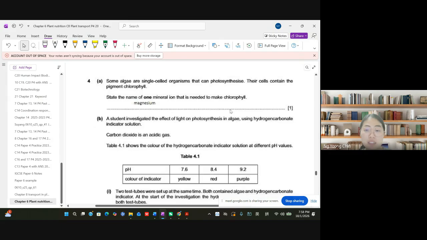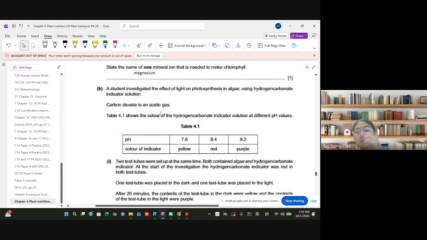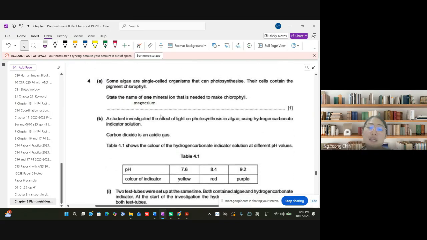And then this one. So remember, one thing you remember, this is in plant nutrition. What kind of ion makes the chlorophyll? It's magnesium. Because the magnesium element is found in the pigment in the chlorophyll. In the chlorophyll, there is a component inside which is magnesium. So if you supply enough magnesium to the plant, the plant can use the magnesium to produce more chlorophyll.